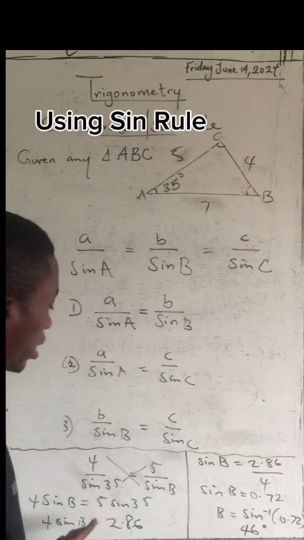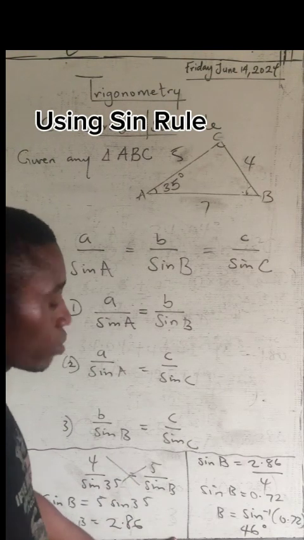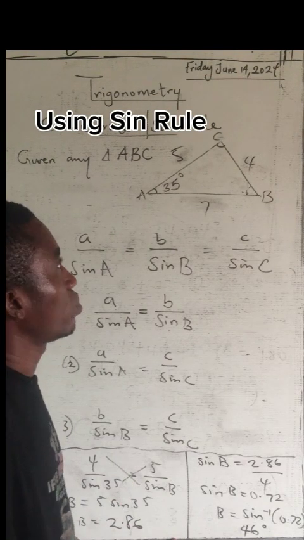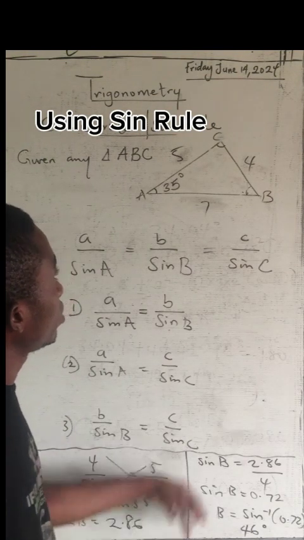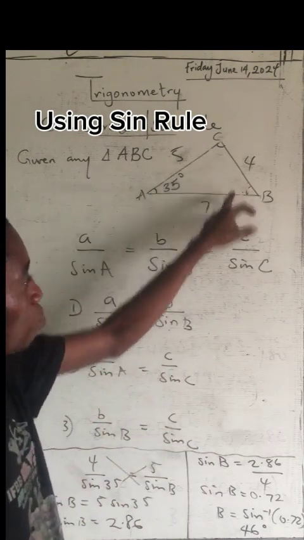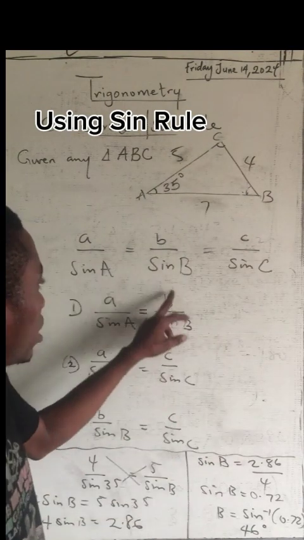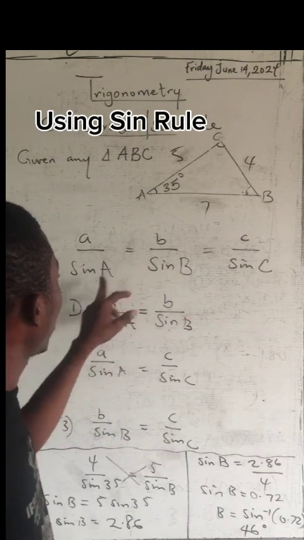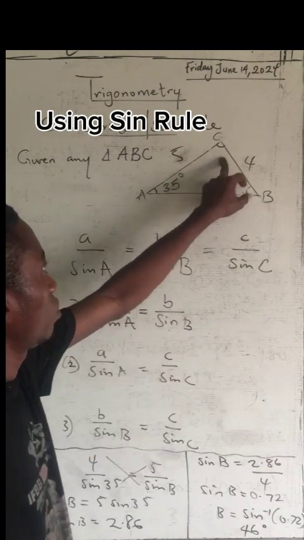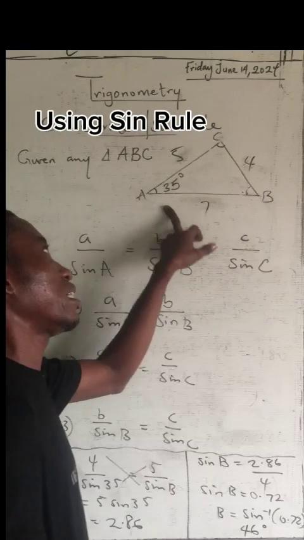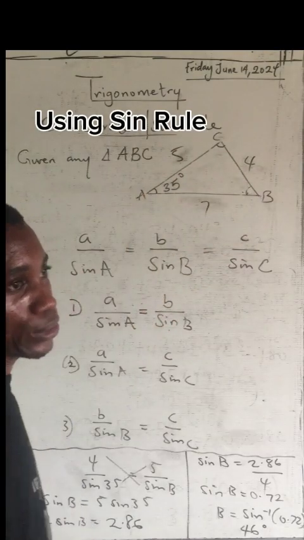The sine rule here is easier, but you cannot always use the sine rule in the case whereby you are not given any angle, because for the sine rule you always need angles. But in the case whereby you are not given any angle, you have to use the cosine rule.